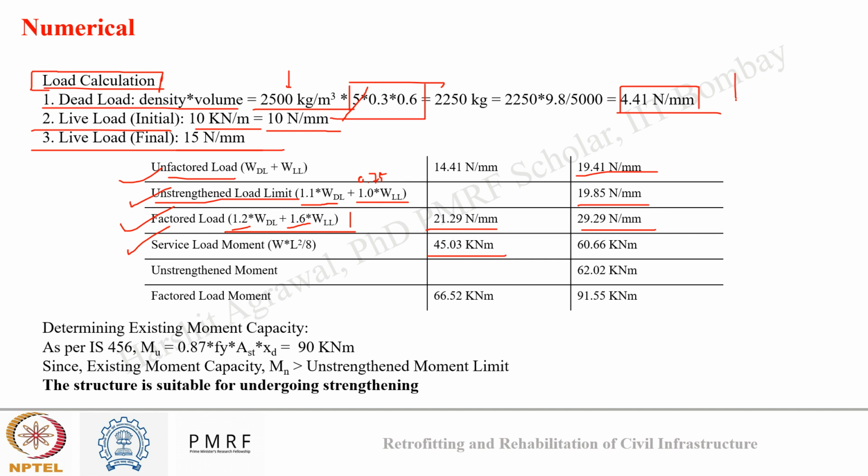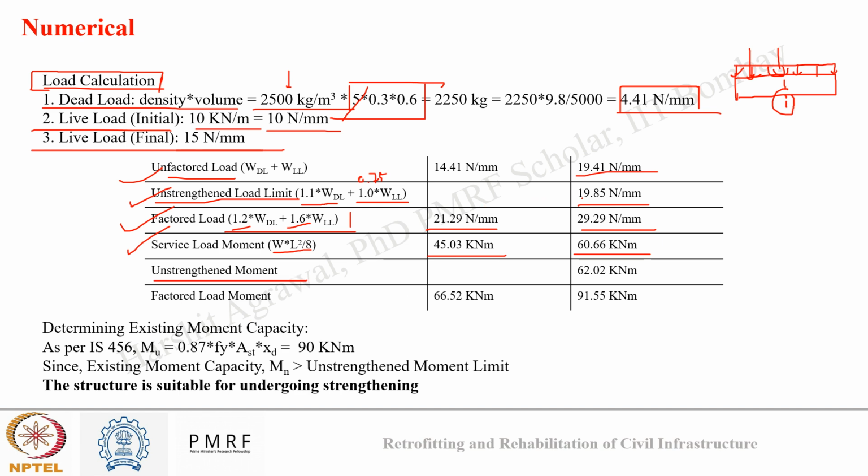So WL square by 8 is nothing but the moment at the midspan due to continuous loading. It is expected that everyone knows how to calculate these moments, because you may be given a point load or load at some arbitrary position. You should know how you calculate the moment so that you can do this initial step. For a continuous uniformly loaded beam, this midspan moment is given by WL square by 8. So service load moment will be these two values, before and after load increment.